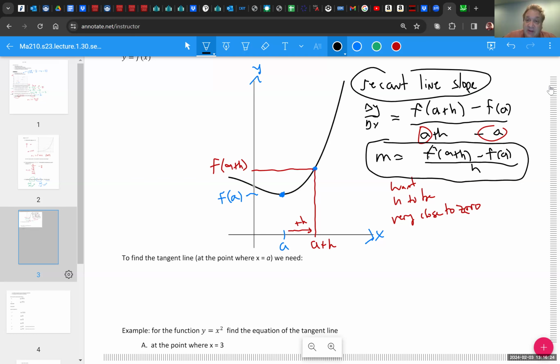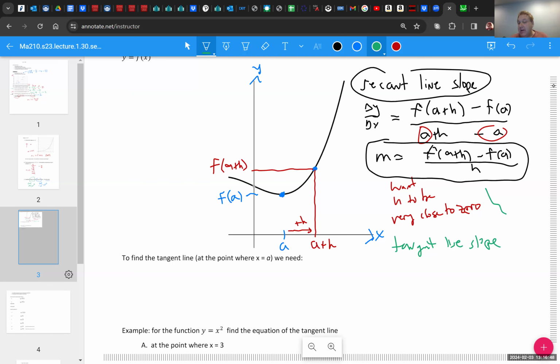So the tangent line slope is going to be the same thing, except we want those 2 points to be very, very close together. And remember, h is how far apart they are. H is how much you've moved beyond a, and we really want h to be very, very close to 0.